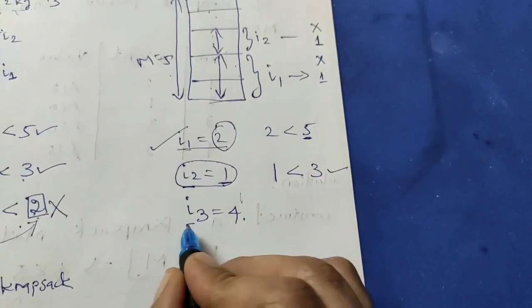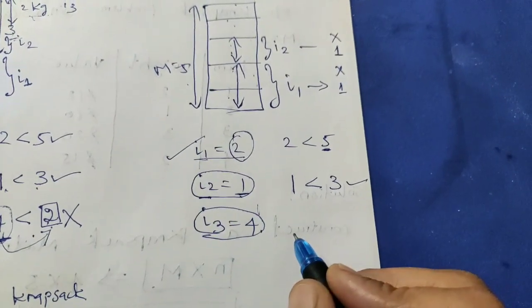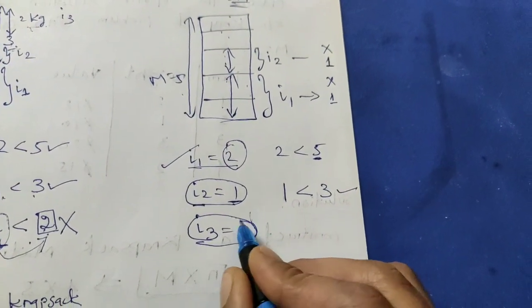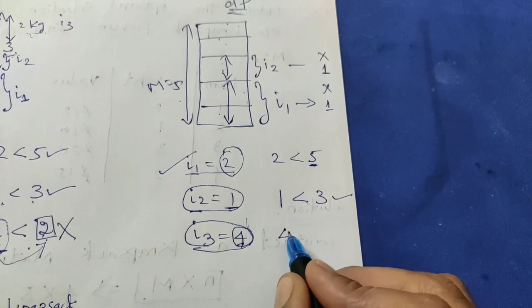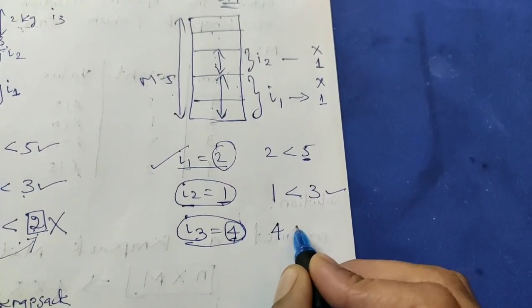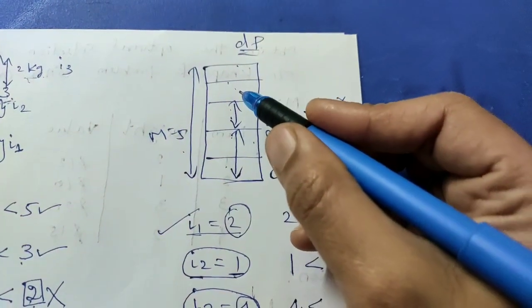Now let us process the third item with a weight 4. Now 4 is the weight of the third item. What is the remaining capacity of the knapsack?